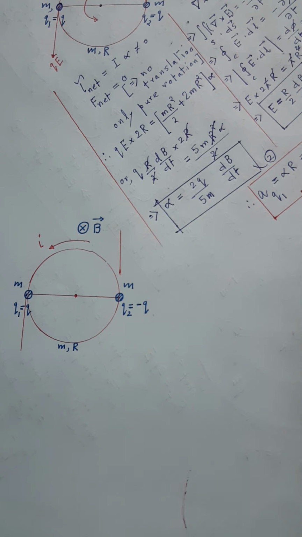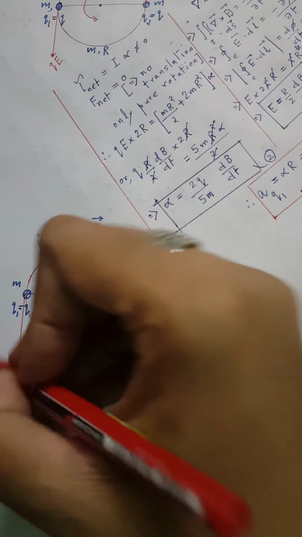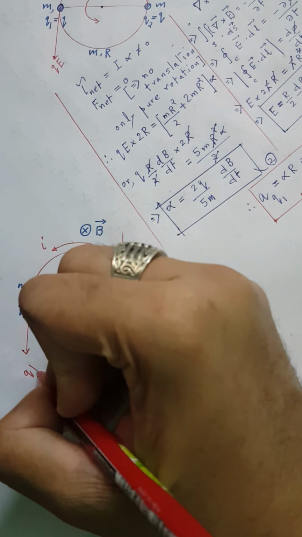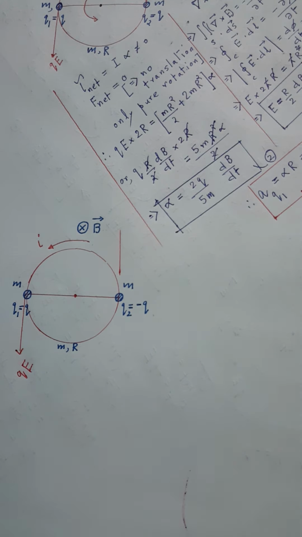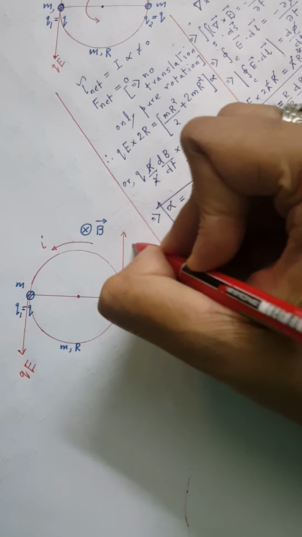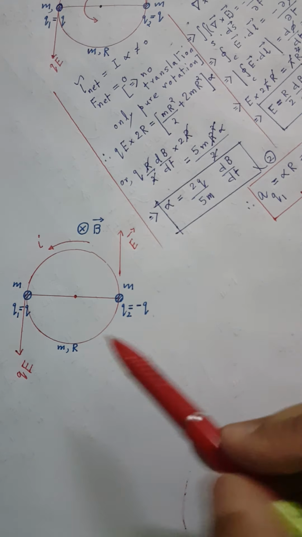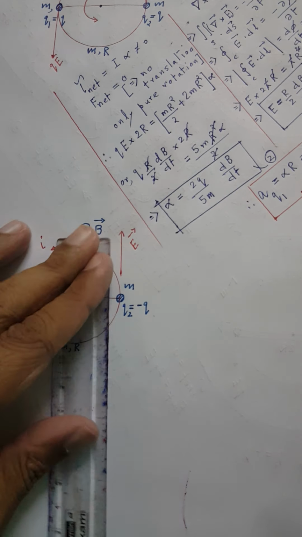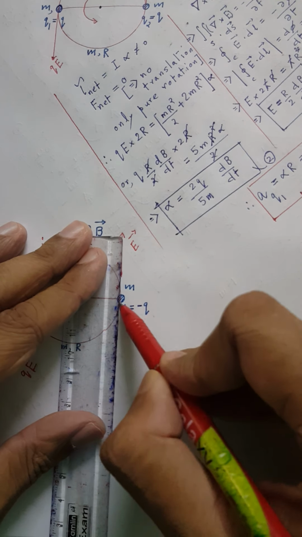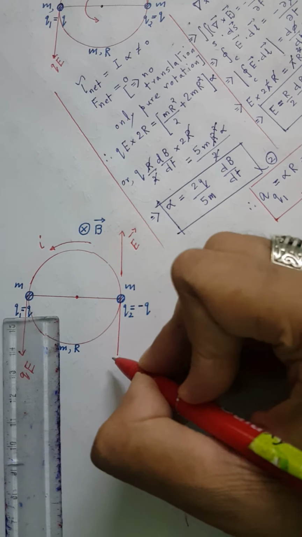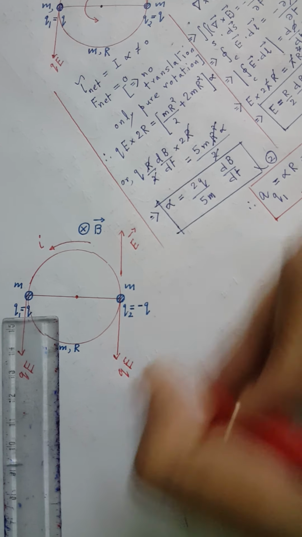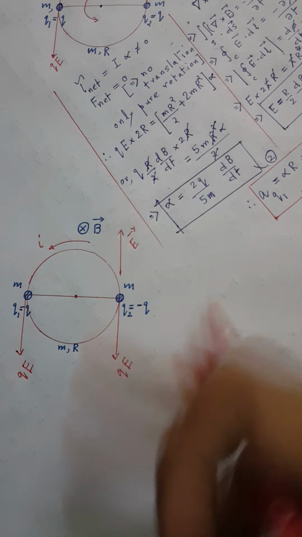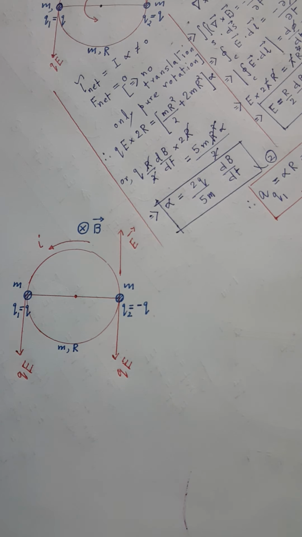Because of the downward electric field, this charge plus q will experience a force qE in this direction. Here the electric field is in this direction, but the charge here is minus q. We know that a negative charge experiences electrostatic force opposite to the direction of electric field. So this negative charge will experience a force in this direction, and that will also be qE. These two forces are in the same direction, so they are not forming a couple. They will not create torque.